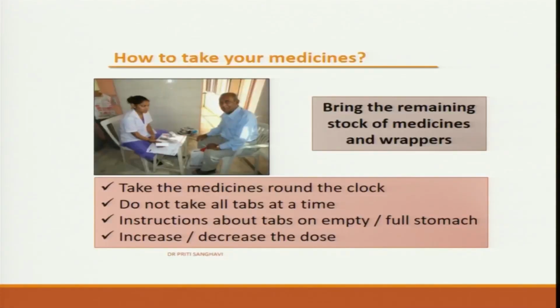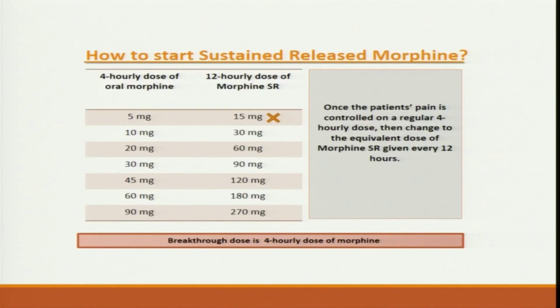Again we discussed this, that counseling of the patient, explain each and every medicine properly with timings, with its side effect and what are the changes patient should bring in the diet and lifestyle when they are on morphine.